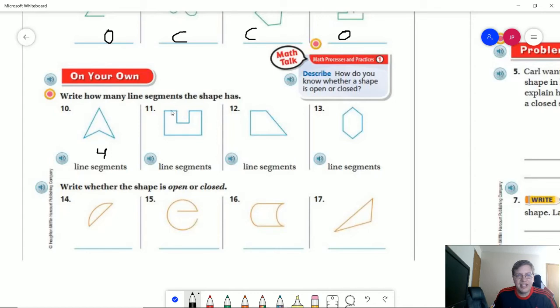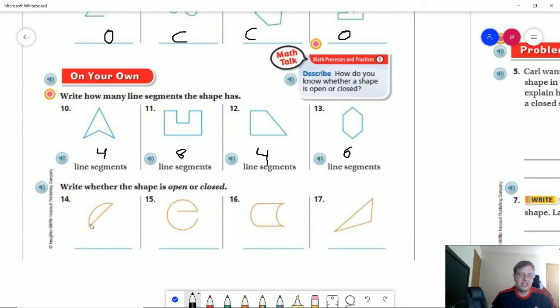And then number 11, I'm going to count around. So 1, 2, 3, 4, 5, 6, 7, 8. So this would count as being an octagon, even though it is not the normal shape that we are used to seeing for an octagon. Octagon meaning that it has 8 sides. So this one again has 4 line segments, and then this one should have 6. So this would be an example of a hexagon.